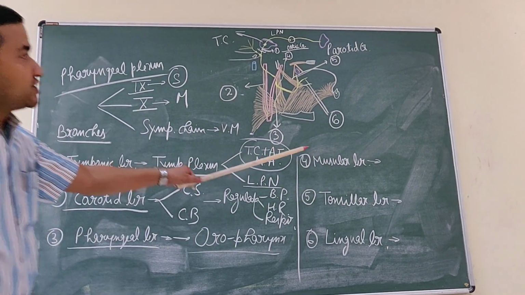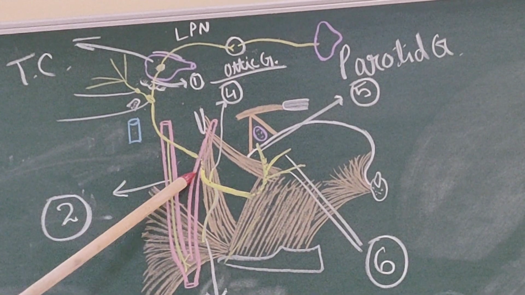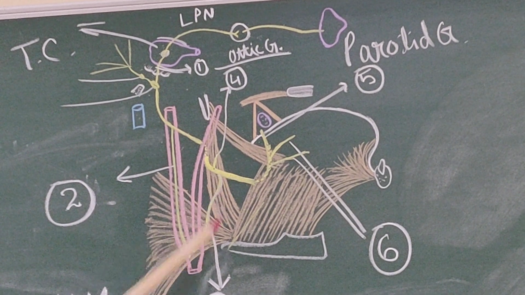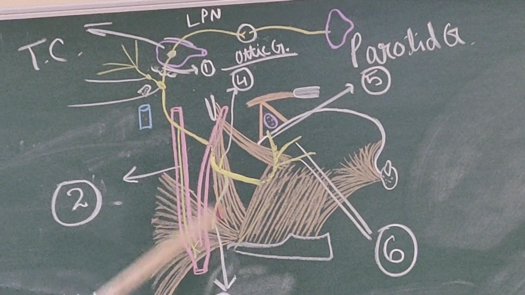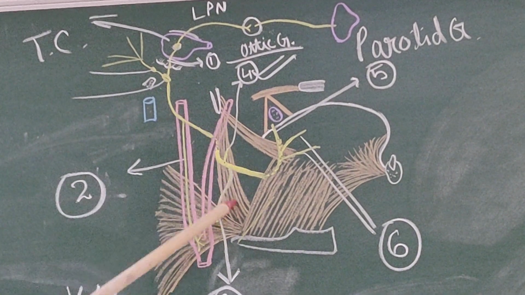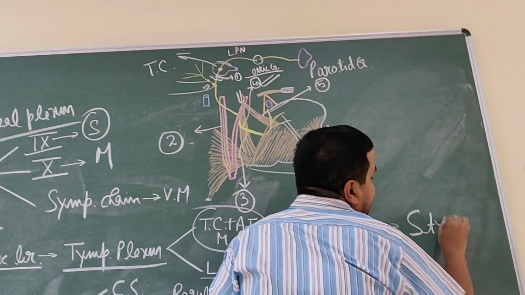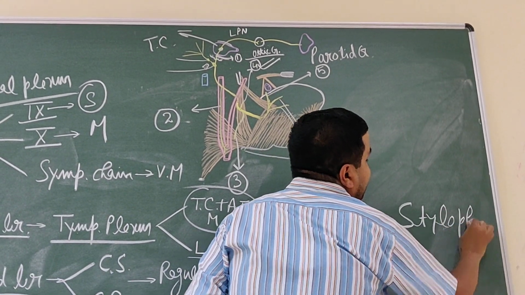Now the muscular branch, the fourth. It is the muscular branch. When it crosses the stylopharyngeus, it supplies the stylopharyngeus. This is the fourth branch. That is the stylopharyngeus muscle. So the muscular branch supplies only one muscle, that is the stylopharyngeus muscle.